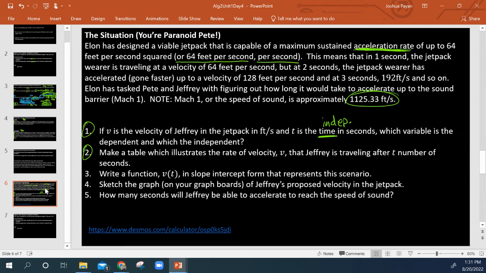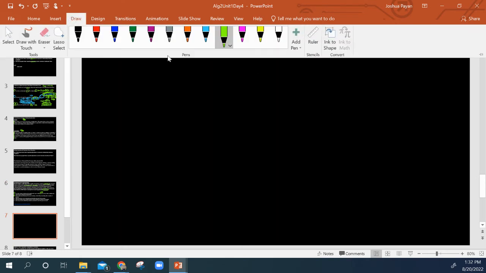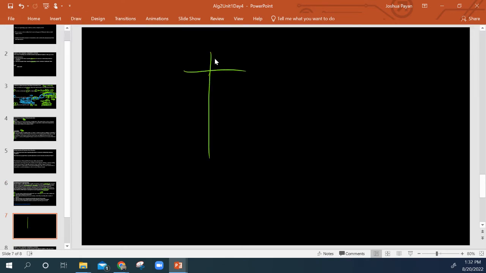Make a table that illustrates the velocity v that Jeffrey is traveling after t seconds. Right. So I should probably create another slide here that has a table. I'm just going to insert a new slide and make one. So here is time. This is our independent variable, and our dependent variable is going to be the velocity. Time is in seconds, velocity is in feet per second.